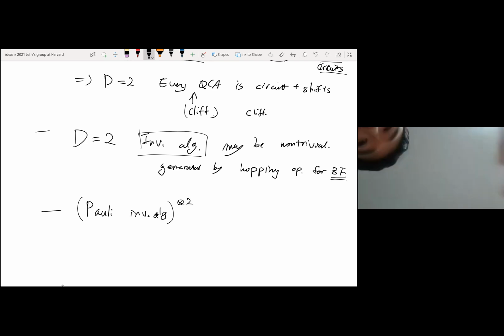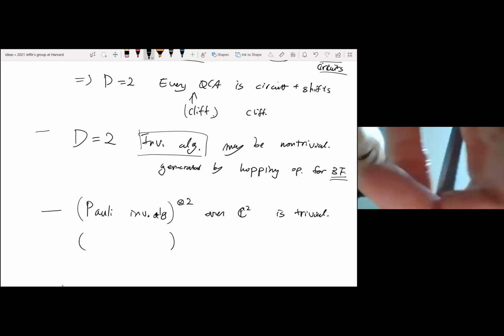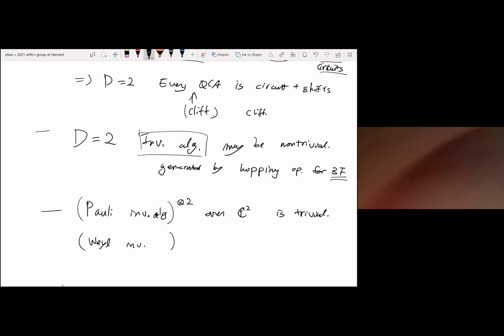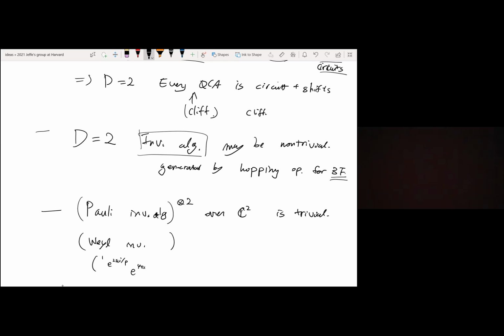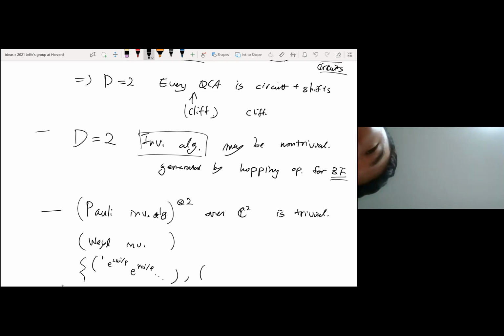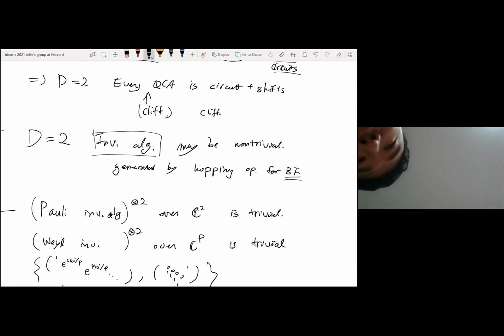Take the tensor product of those two: if you give me 2 copies of the same algebra over C2, then it is trivial. More generally, consider invertible algebras generated by Weyl matrices, I am referring to this particular one, its powers, and the cyclic shifts. If you write down an algebra in terms of these 2 matrices for some prime p, then still 2 copies of it is trivial if p is 1 mod 4 prime.